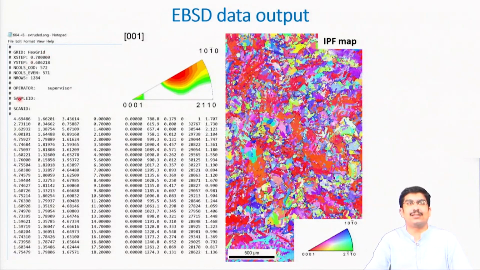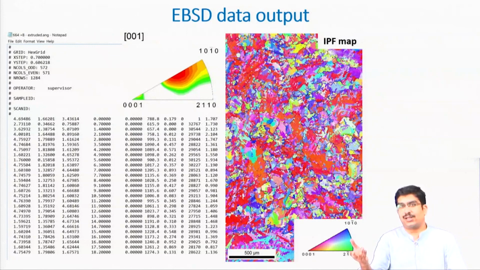So for all of these pixels, it will tell you the X and Y within the specimen, that is the location of that pixel. Then it will tell you the 3 Euler angles for that pixel. So the crystal orientation of that pixel is such that you have to rotate it by these 3 different angles, and it will then come into coincidence with the specimen coordinate system.